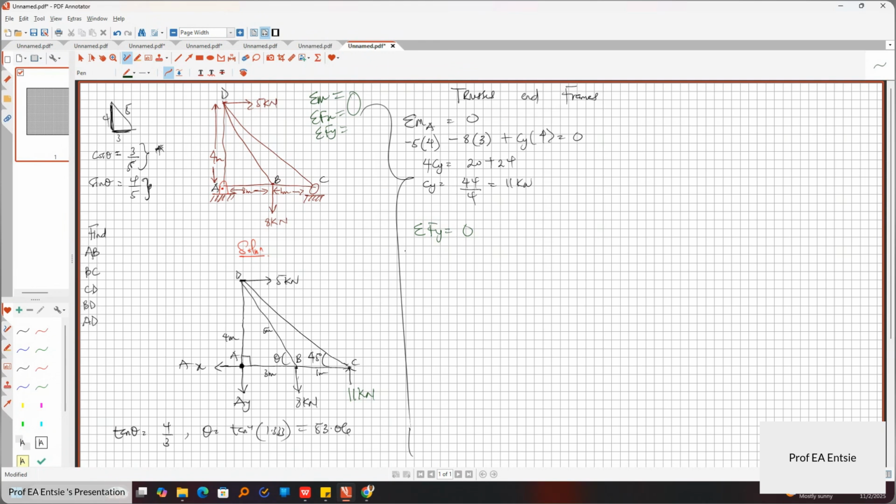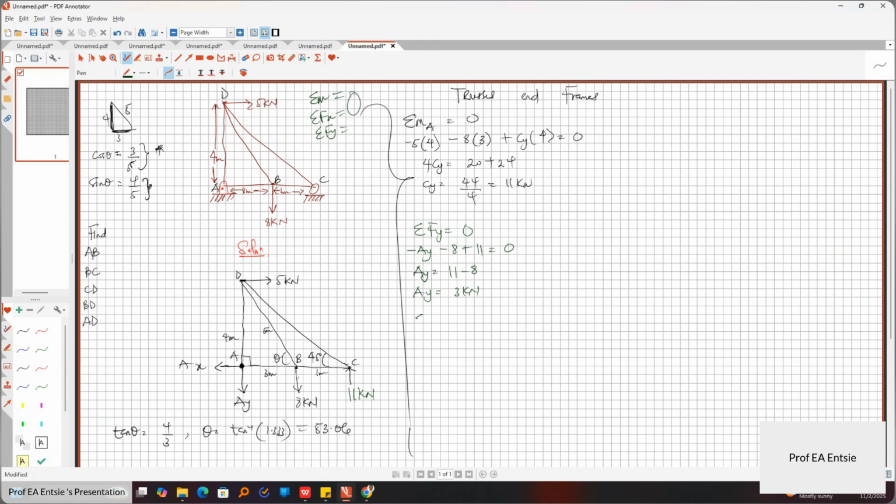So let's sum the forces in the Y component. At A, how many forces are there? 2. And AY is in the Y component. It's going down, so negative AY. Then you come to B, minus 8, going down. You come to C, it is going up, plus 11, and this is equal to 0. So AY will be equal to 11 minus 8, which is 3 kilonewton, right?